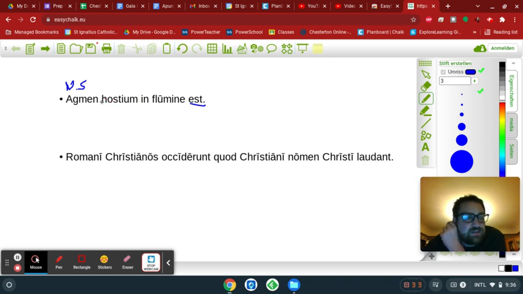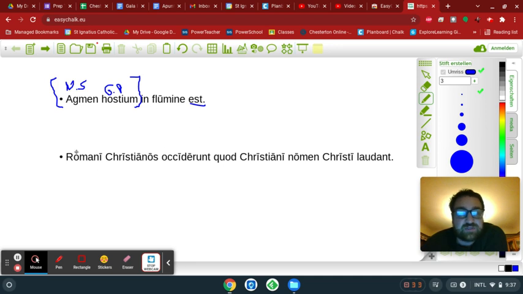So the column is hostium. Oh, no. This whole thing must be our subject, and it's not that the column is hostium. It's a column of, because this is a genitive plural, column of enemies. So that's our subject. The column of enemies is, okay, now this makes more sense, is in flumine, in the river. So the column of enemies is in the river.